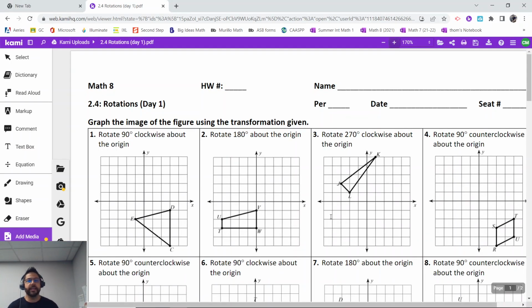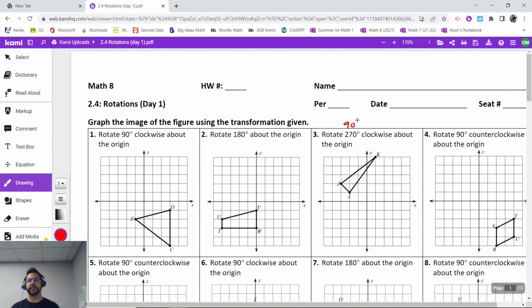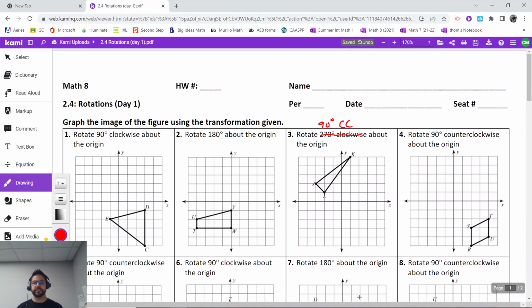So what we have again is our 90 degrees, 180, 270. Ooh, let's talk about that 270 real quick. The trick is, if you ever see a 270, you could actually change it. Let me get my drawing tool. You could change it to 90 degrees the other direction. I'm going to use the code CC, which is counterclockwise. So I'm going to lightly cross that off. All right, if it's a 90 or a 180, that's perfectly fine.